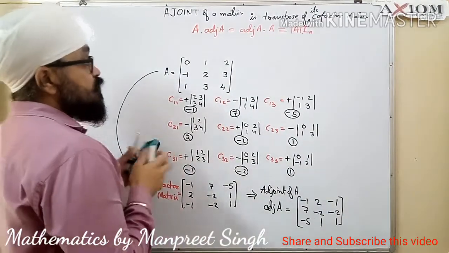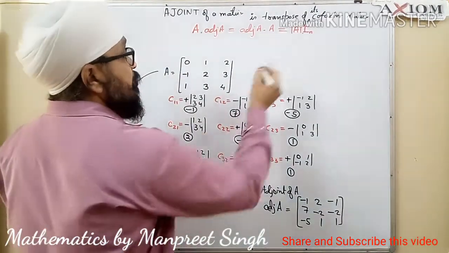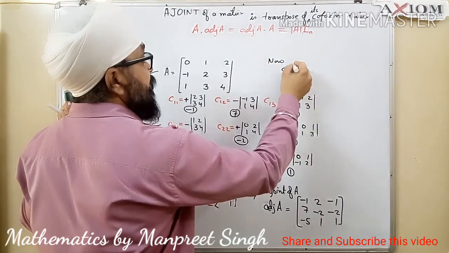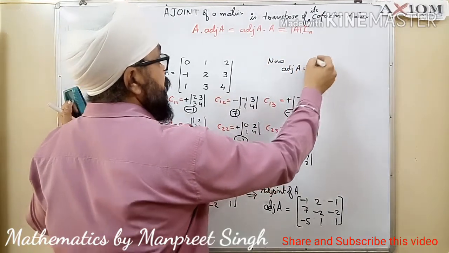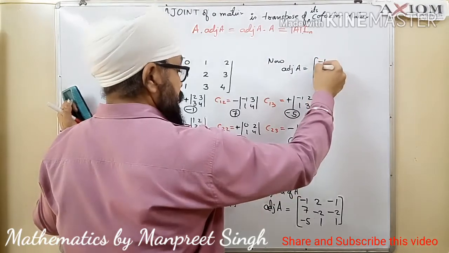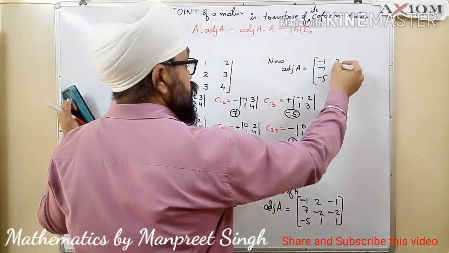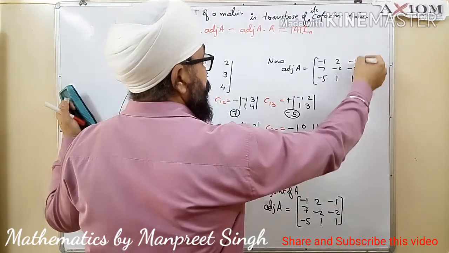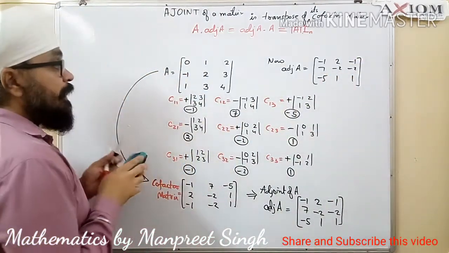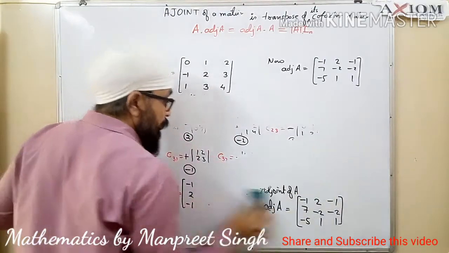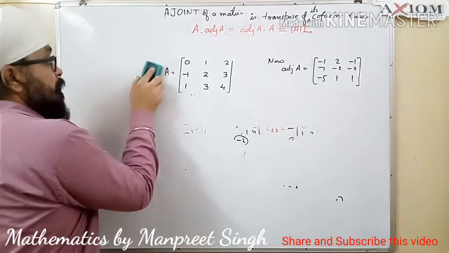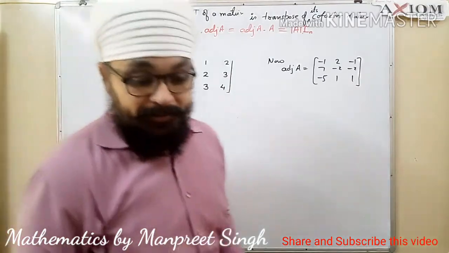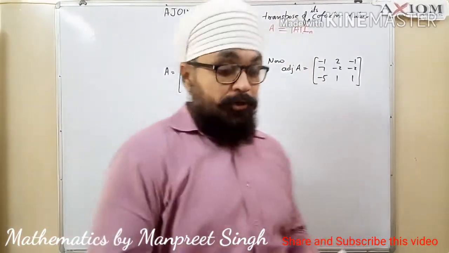So here we are getting the adjoint. So I am writing the adjoint here. You can see now the adjoint that we have obtained, I am writing it here. Adjoint of A that we were getting as -1, 7, -5, 2, -2, 1, -1, -2 and 1. So we are getting this adjoint. I am rubbing this part and let us verify. If that is the adjoint, then this property is valid. This is the important property of adjoint of a matrix.